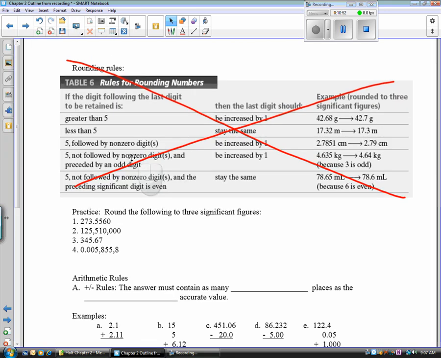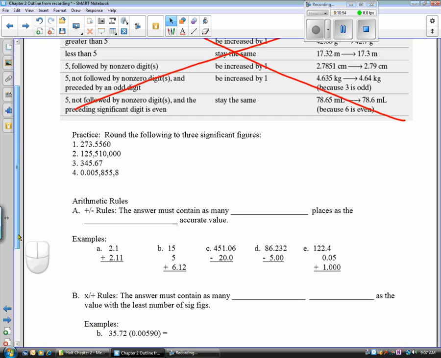It's not there. So here's practice, rounding the following numbers to 3 significant figures. So I want the 2, the 7, the 3, and the 5. So I get 273.6. Oh wait, that's 4 significant figures. 274 would be my 3 significant figures, sorry. 1, 2, 3, so 274.